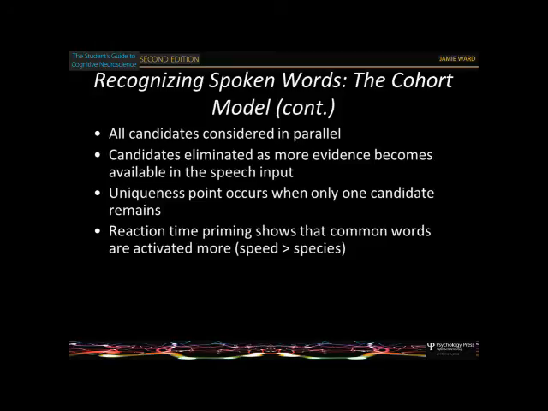And people have debated, what about if words are in context or not in context? So if you're expecting to hear a certain word, are you even faster at detecting the uniqueness point? The evidence for that is less clear-cut, but I'll present some in a minute about that.